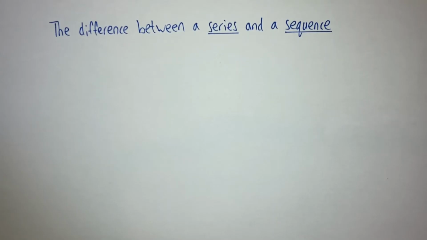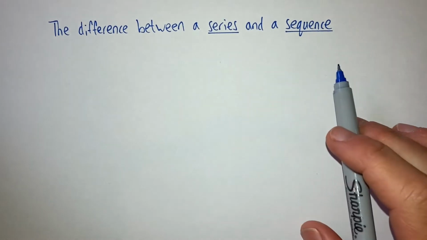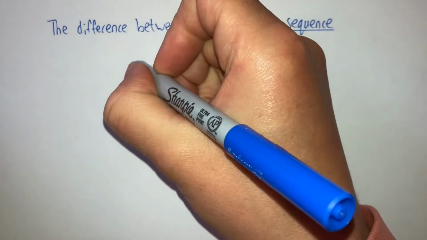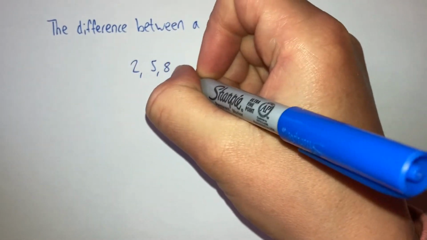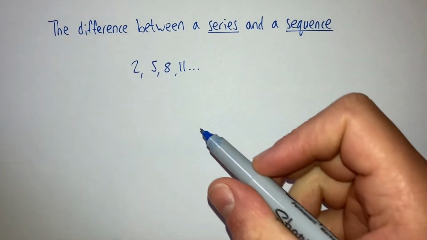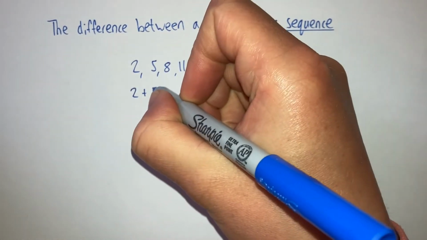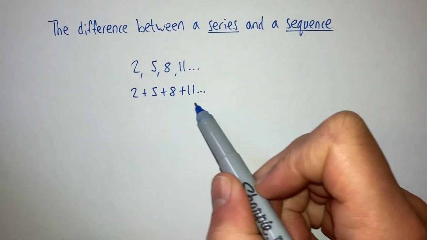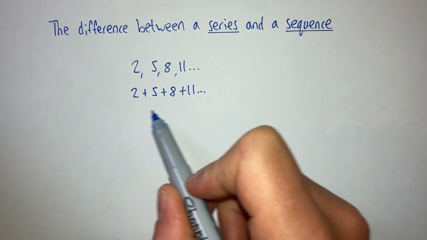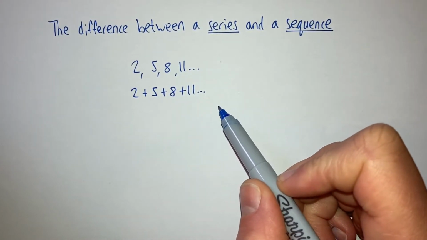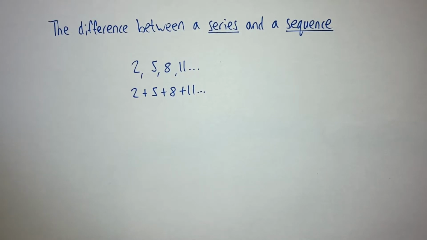First of all, let's recap the difference between a series and a sequence. A sequence is simply a list of terms like 2, 5, 8, 11, and so on. A series is the sum of a certain number of terms. For example, 2 plus 5 plus 8 plus 11, and so on. This series can be finite and have a set number of terms, or it can be infinite and go on and on and on. There's some notation that you need to remember.